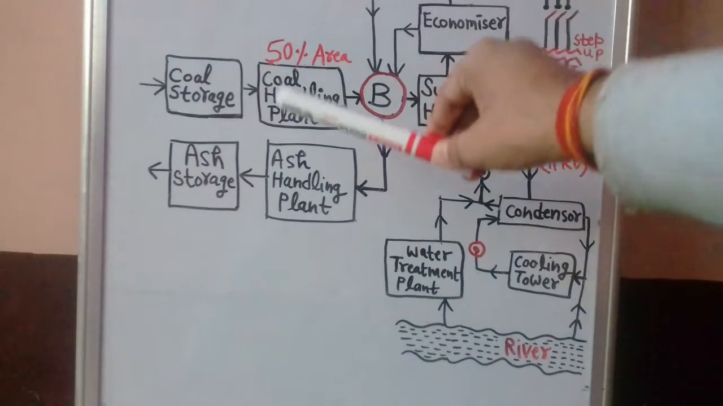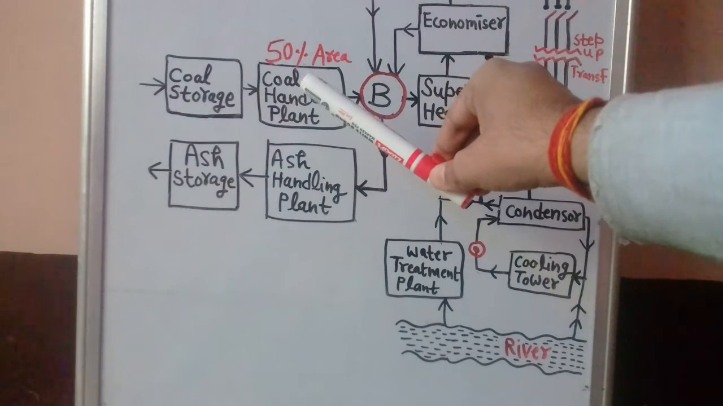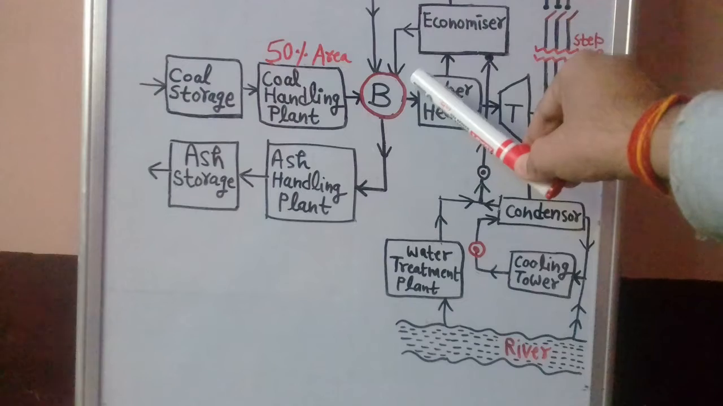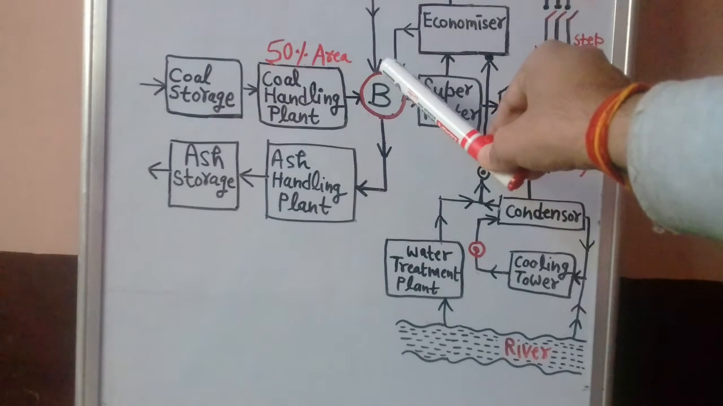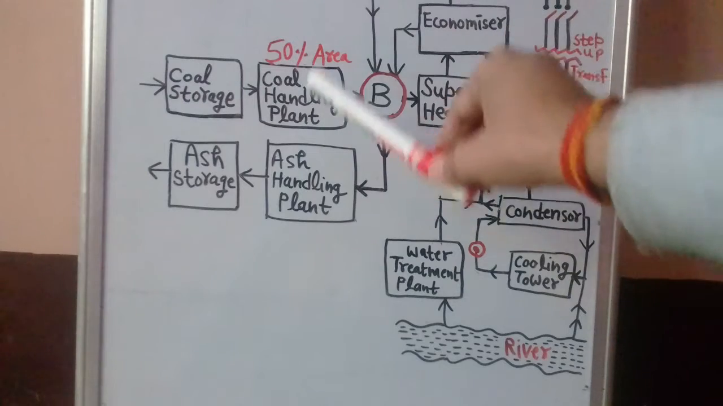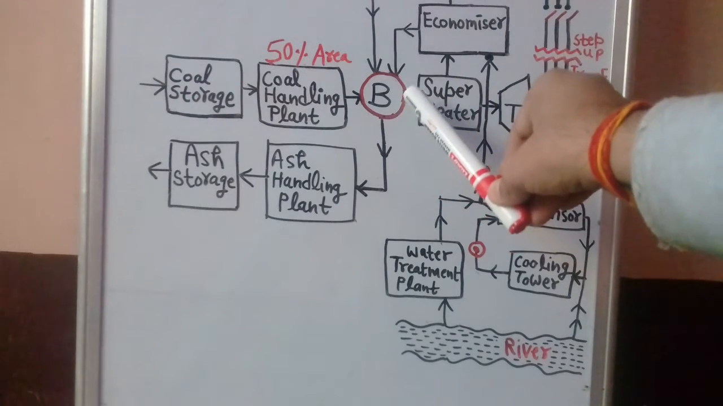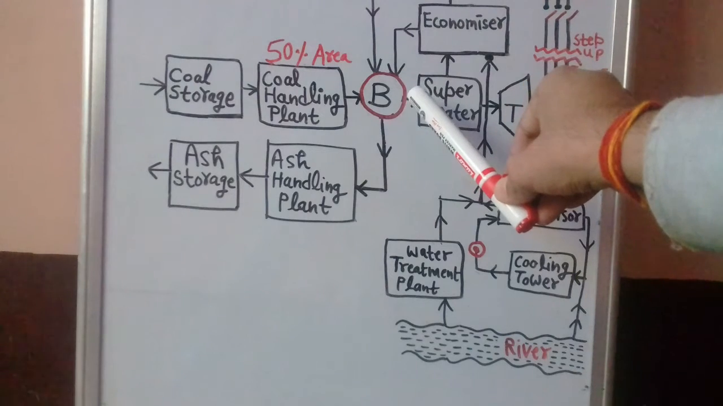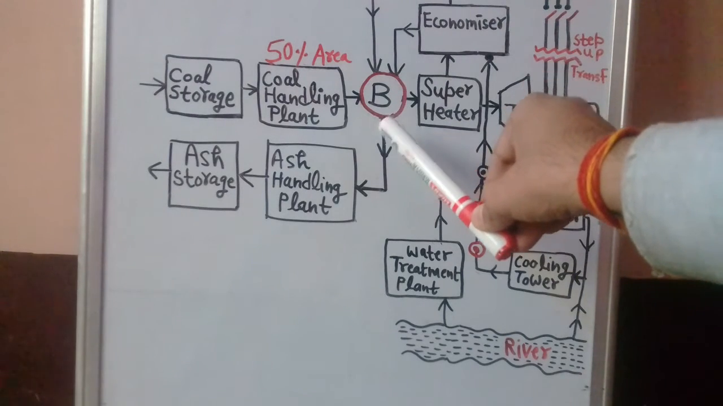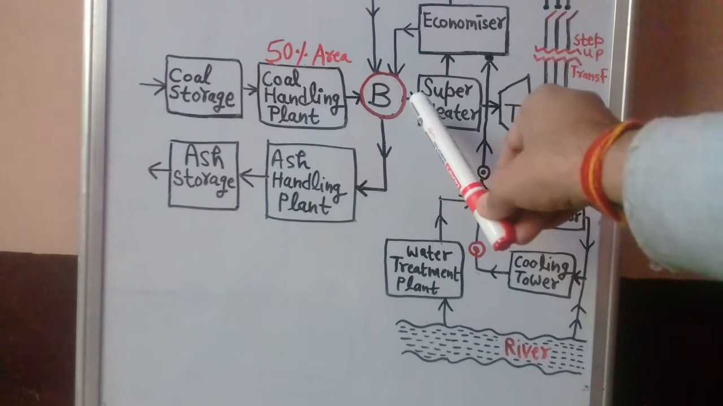So this heat energy of coal combustion in the boiler is used to convert water into steam, right? So you will have flue gases coming out of the boiler. They will now go to the superheater, right?